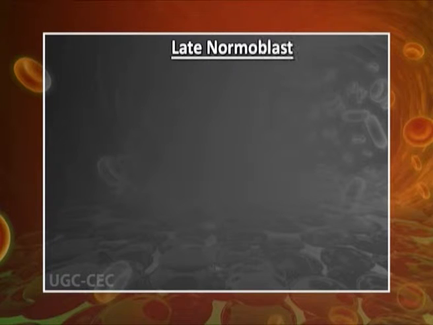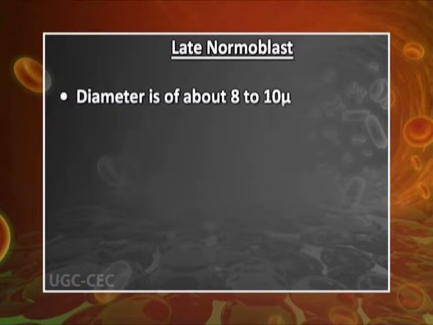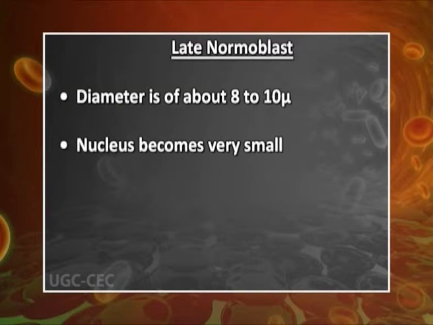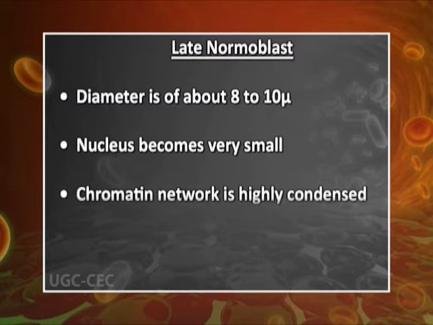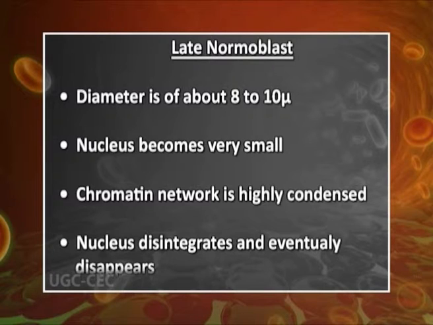Fourth stage is late normoblast. The diameter of the cell decreases further to about 8 to 10 micron. The nucleus becomes very small with a very much condensed chromatin network, and it's known as ink spot nucleus. In the late normoblast, the nucleus disintegrates and disappears. The process by which the nucleus disappears is called pyknosis. The final remnant is excluded from the cell.